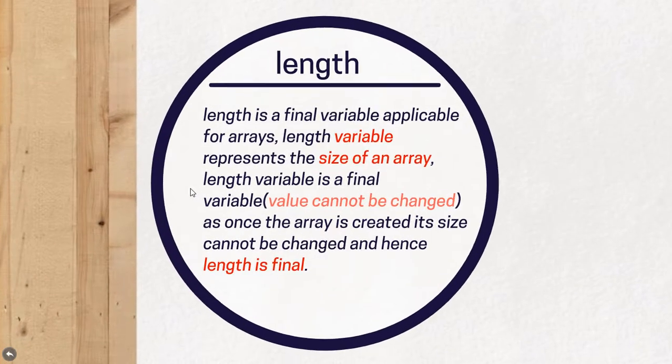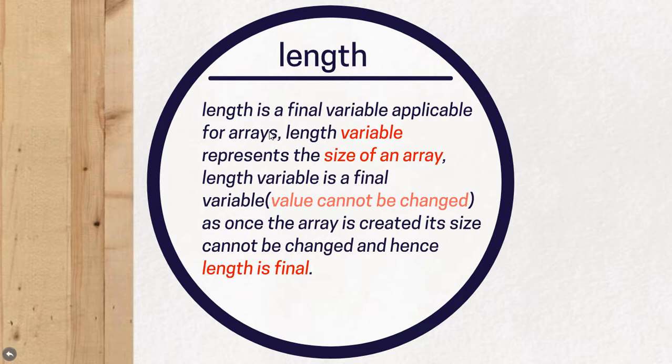So let's first look at length variable. Length is a final variable applicable for arrays. Length variable represents the size of an array. Length variable is a final variable, as once the array is created its size cannot be changed and hence length is final. So let's look line by line. The first thing is you should know that the length is a final variable, so once its value is decided, it can't be changed.